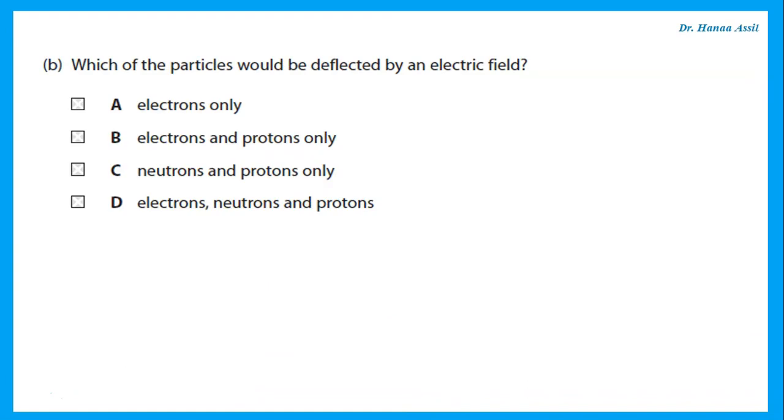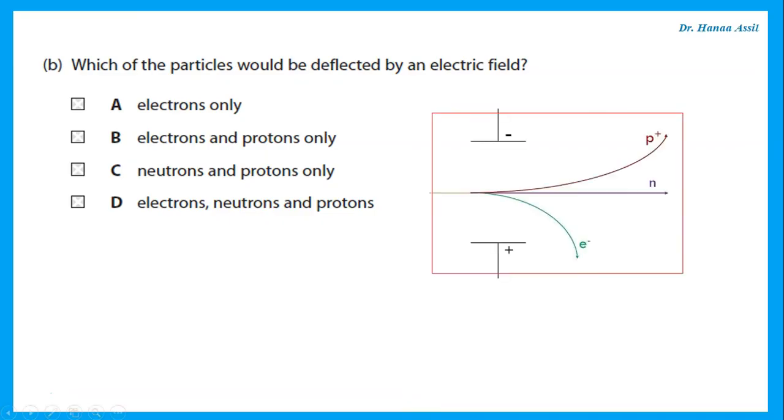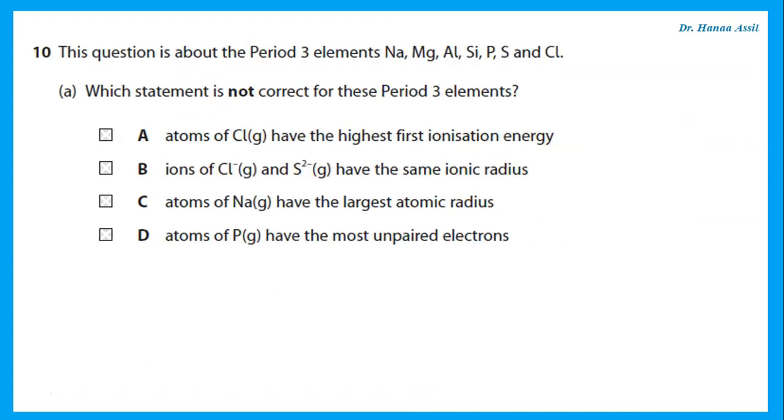Which of the particles would be deflected by an electric field? Remember, which of these particles is charged? You know that an electron has a charge of -1, a proton has a charge of +1, a neutron has no charge, it is neutral, so only electrons and protons are deflected when passing through an electric field.